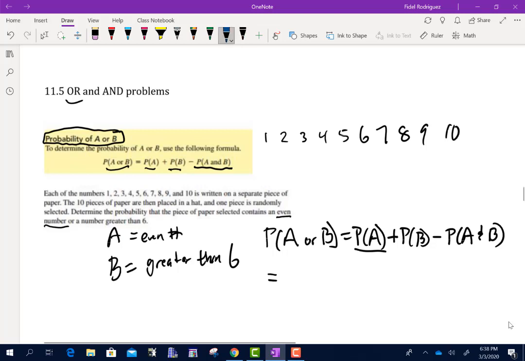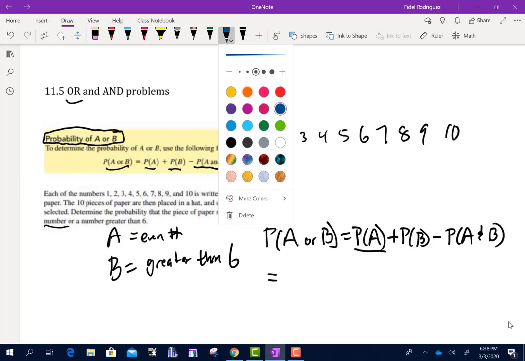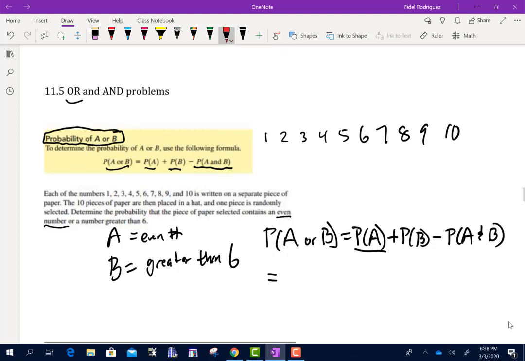Okay, so let's think about this for a minute. Even numbers. We know we have a total of 10 numbers here. We're going to figure out how many of those numbers are even. Well, 5 out of 10 are even.